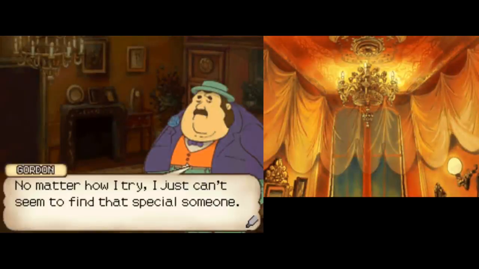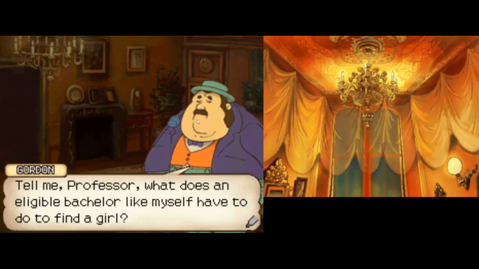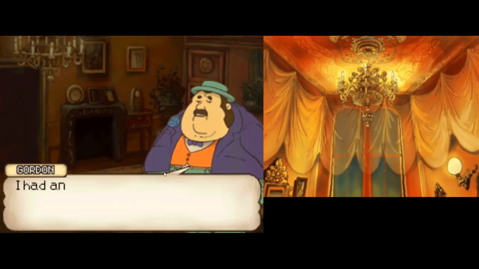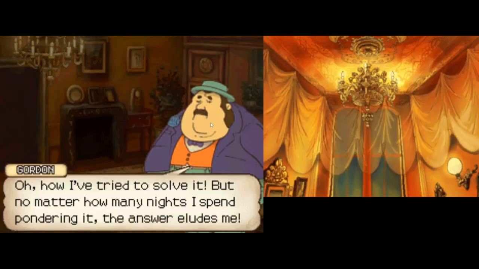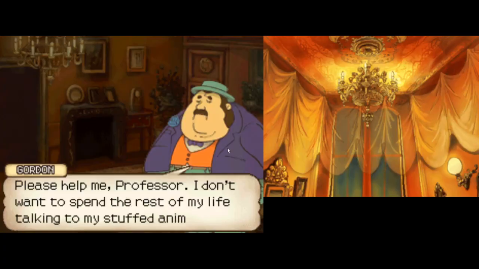No matter how hard I try, I just can't seem to find that special someone. Tell me, Professor, what does an eligible bachelor like myself have to do to find a girl? I had an epiphany the other day. I think the reason I'm alone is because I can't solve this puzzle. Oh, how I've tried to solve it, but no matter how many nights I spend pondering it, the answer eludes me. Please help me, Professor. I want to spend the rest of my life talking to my stuffed animals.